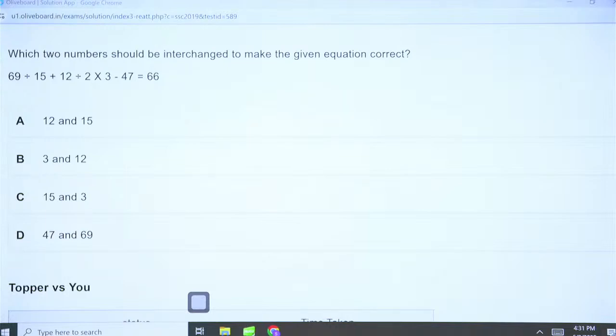Chalo, ab let's try this one. So whenever we need to check which two numbers need to be interchanged, we will always go for checking the anomaly. What exactly is going wrong?